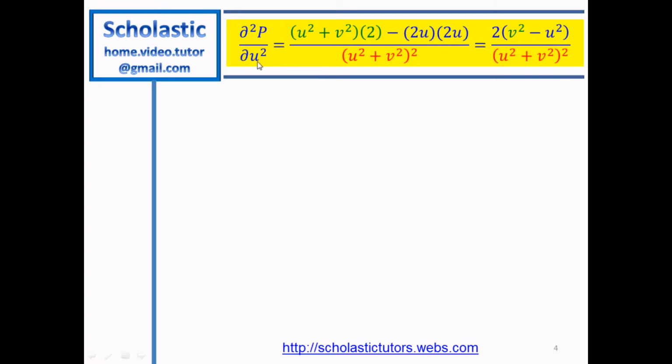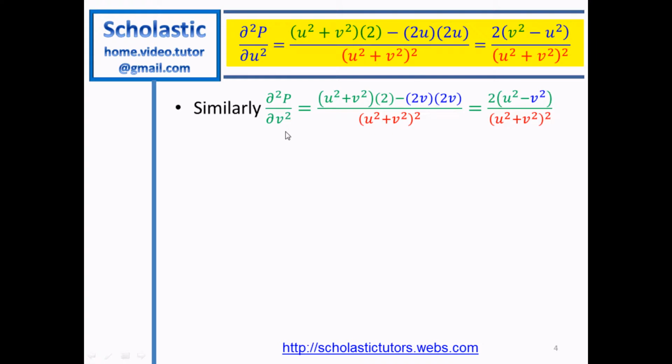And we need to find out the second successive partial derivative of P with respect to v. In this case, we just interchange the values of u and v. That means instead of u, you put v, but this is symmetric, therefore u squared plus v squared will be as it is, times 2, u will become v and v will become u, and the denominator remains as it is because it's symmetric. And then what you get here is 2 times u squared minus v squared, divided by the same denominator.